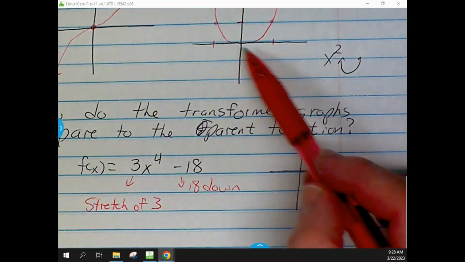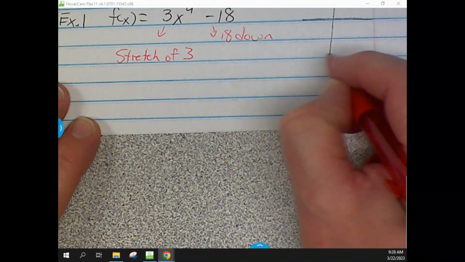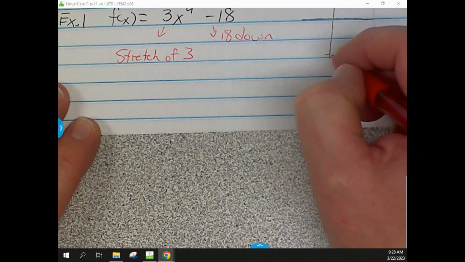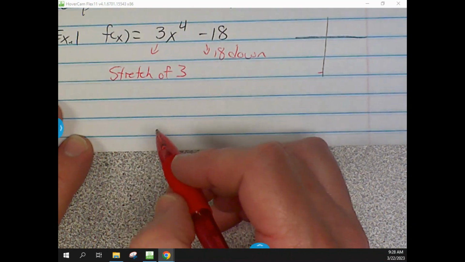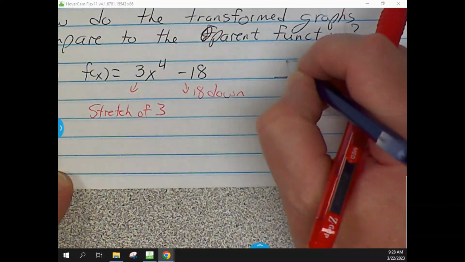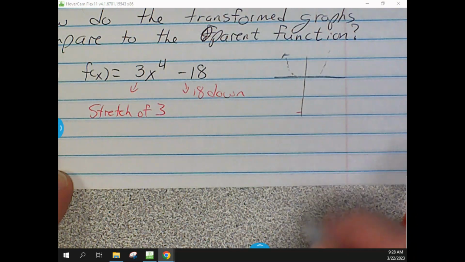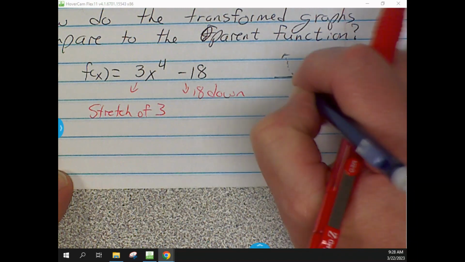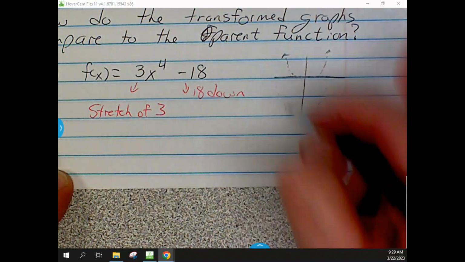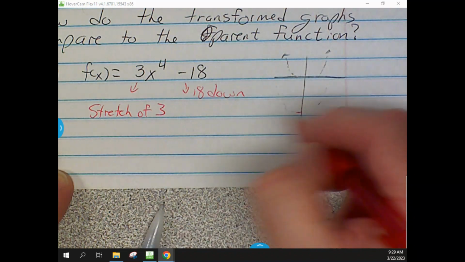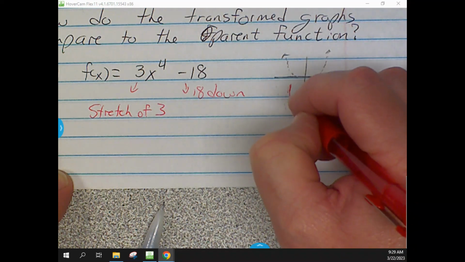we would take x to the fourth, and we're going to drop it 18 spaces down. So, 1, 2, 3, 4, 5, 6, 7, 8. So let's say that was 18 spaces down here. It's going to be that kind of flat bottom thing. If we start off with x to the fourth, it will look kind of like that. Again, just doing this very lightly because that's where we're starting. Drop it down 18 spaces. So now we're looking at this. But then the stretch of 3 means now we've got to stretch it out. So the sides of it should go up a little bit quicker. So it's going to be more kind of like that.